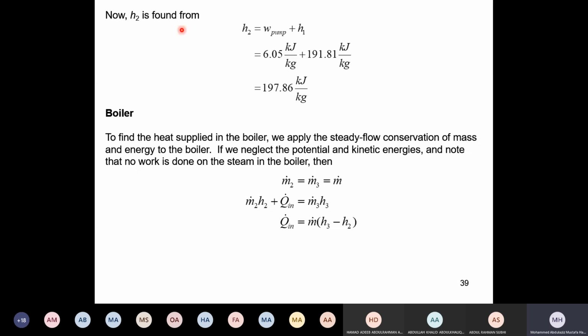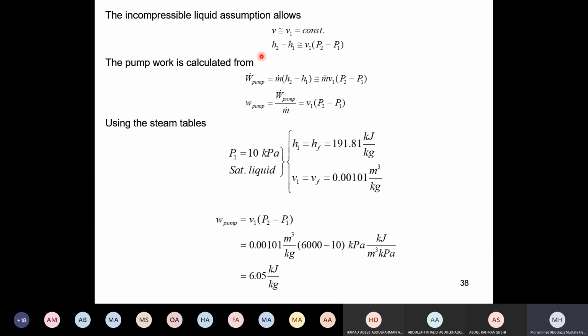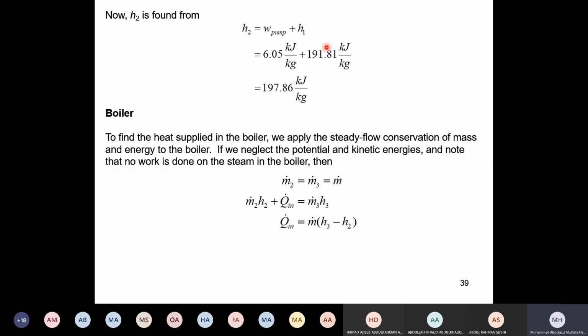Now how to get H2? I go back to this equation here and say that H2 is equal to H1 plus this value that we calculated here, W pump. So now I can calculate H2. You can see here that H2 is 197, H1 is 1981. So the difference here is this 6, that value 6 that Yazid reminds us later on. So you can see here that H2 is approximately equal to H1. It's not much difference here.